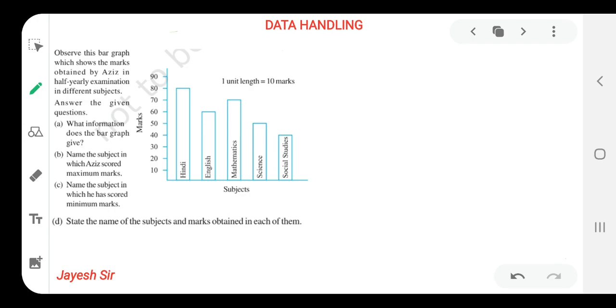So let us begin with the third bar graph that is to be given over here. Let us see what we are going to learn in this bar graph. Observe this bar graph which shows the marks obtained by Aziz in the half yearly exam in different subjects.